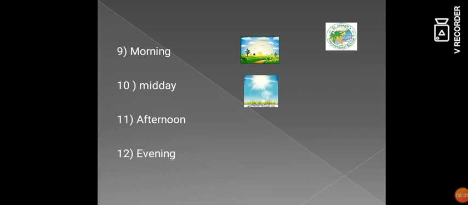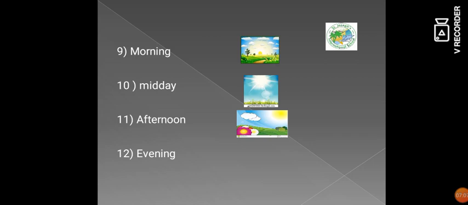or 7 a.m. Okay? But midday, the middle of the day, when the sun is in the middle of the sky. This is about 12 p.m. What about afternoon? Afternoon, when the sun starts to move to the right. Again, when the sun starts, not ends, starts to move, and it will be about 2 or 3 p.m.